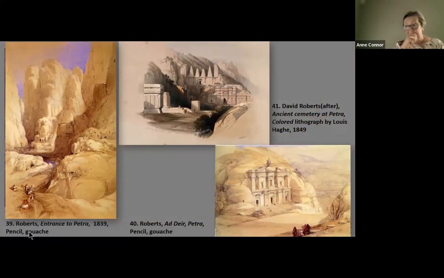He also went to Petra and made these beautiful gouaches. Petra, the capital city of the Nabateans in South Jordan, very, very special site that was only discovered by the Westerners in 1812 and was introduced by the Swiss explorer Johann Ludwig Burckhardt. And these incredible temples, cemeteries and other monuments carved within the rock itself are incredible.